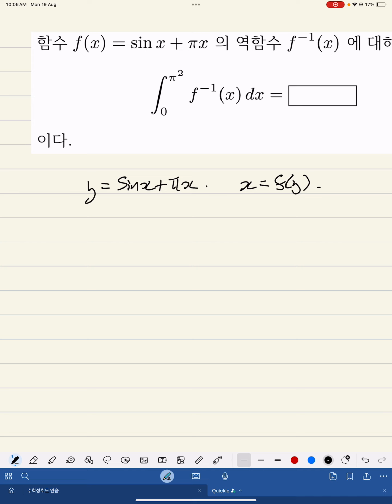So we have to find another method in which we can find the area under the curve of the inverse function from 0 to pi squared. So how can we do that is our question. Let's first draw a diagram. I think the diagram will help out a lot here.